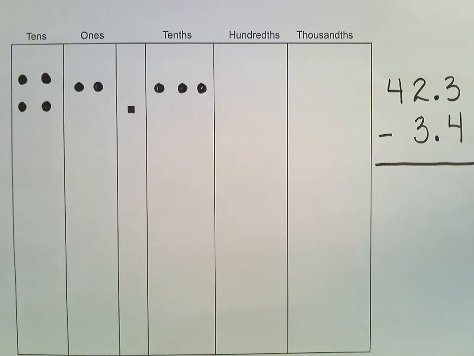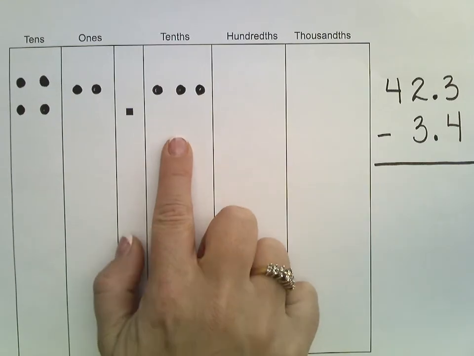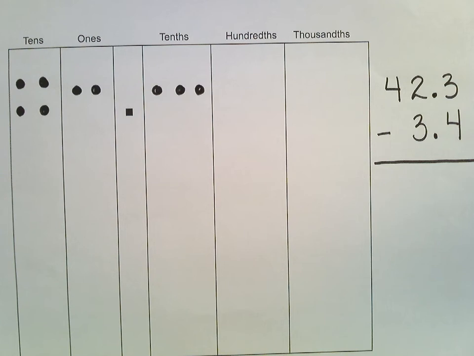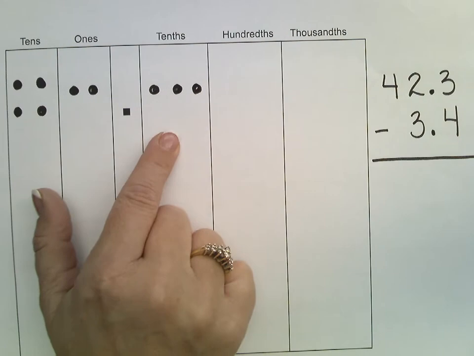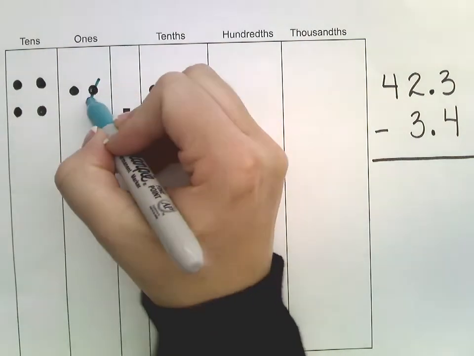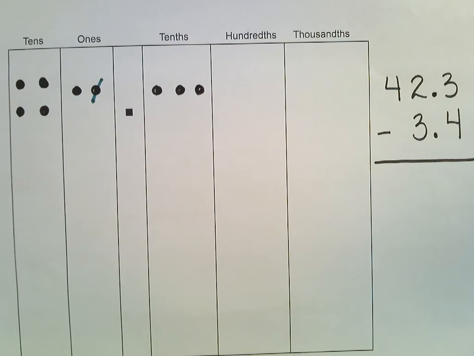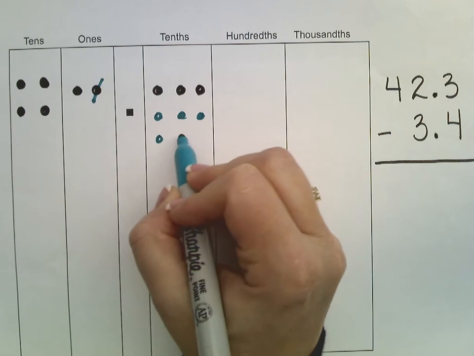All right, boys and girls, we're ready to subtract. So we need to start out with taking 4/10 away. Well, I'm noticing I only have 3/10, so I need to do some regrouping. I know I can trade in one 1 for 10/10. So let's go ahead and do that. Please cross off one of the ones, and let's add in 10/10.